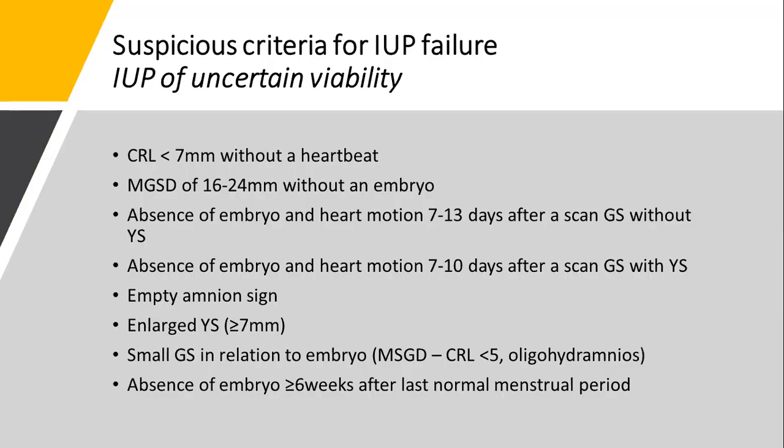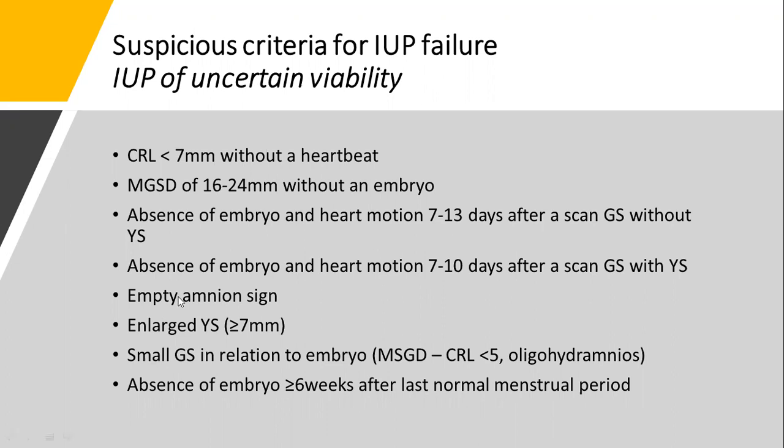I talked about this. I'm glad I put this in a gray color. So this was our gray zone. What we call these pregnancies is that we don't know the viability of these pregnancies. We have an intrauterine pregnancy of uncertain viability. We talked about this earlier. That is our CRL of less than 7 millimeters without a heartbeat. Our mean gestational sac is within the gray zone, and we are not seeing an embryo.